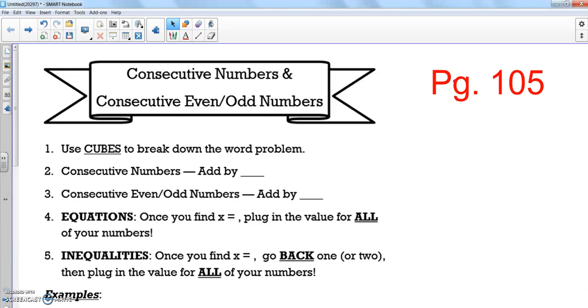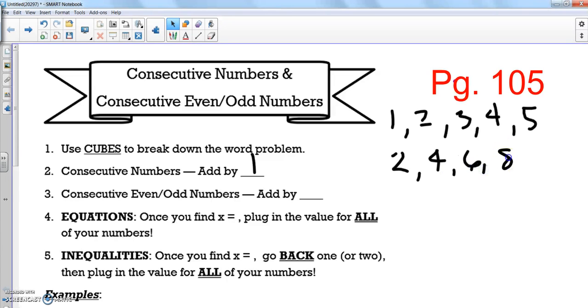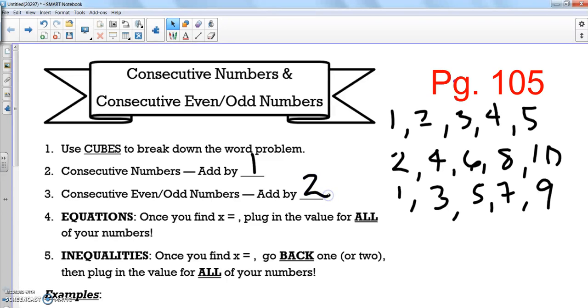Alright, so today we're going to do word problems that have consecutive numbers and consecutive even and odd numbers. We're still going to use cubes to break down the word problem. Let's talk about consecutive numbers. Consecutive numbers are things like 1, 2, 3, 4, 5. If I want to get to the next consecutive number, I'm just going to add 1. Consecutive even and odd numbers are 2, 4, 6, 8, 10, or 1, 3, 5, 7, 9. To get to the next even or the next odd, I'm going to add 2.